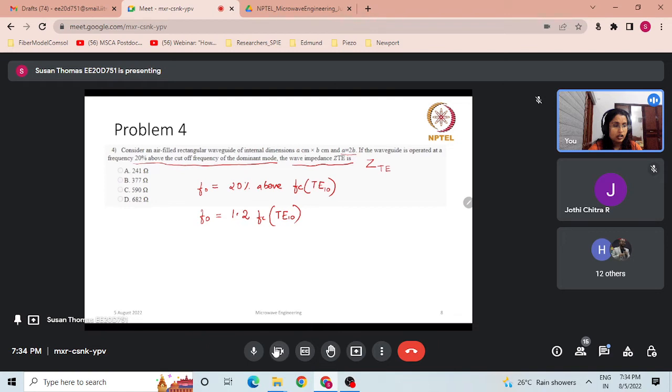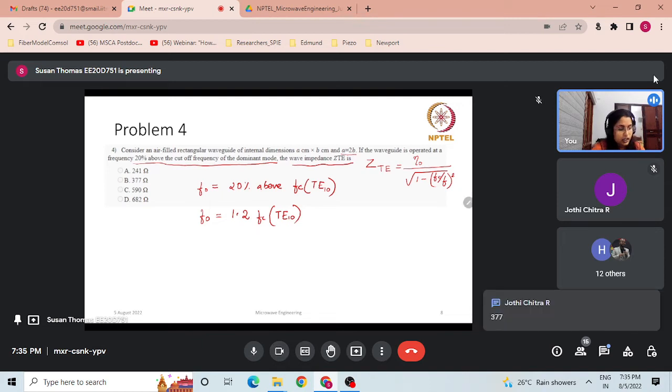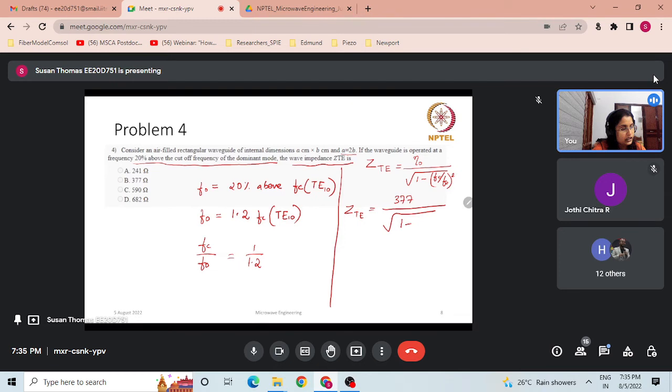Now, what is the expression for wave impedance? As seen in the lectures, it is eta naught divided by root of 1 minus (fc by f) the whole square, where eta naught is the free space wave impedance. I hope all of you know the value of eta naught. Can anybody type in the chat? Yes, 377 ohms. We need fc by f naught, which is 1 by 1.2. So Z_TE can be written as 377 divided by root of 1 minus (1 by 1.2) the whole square.